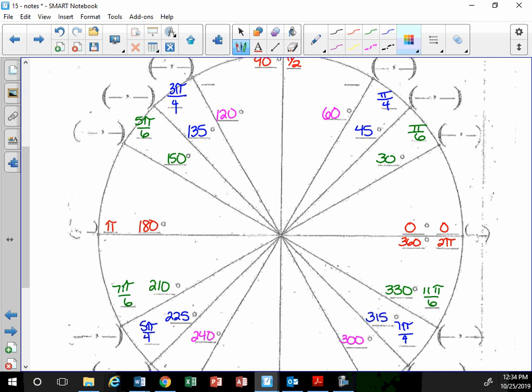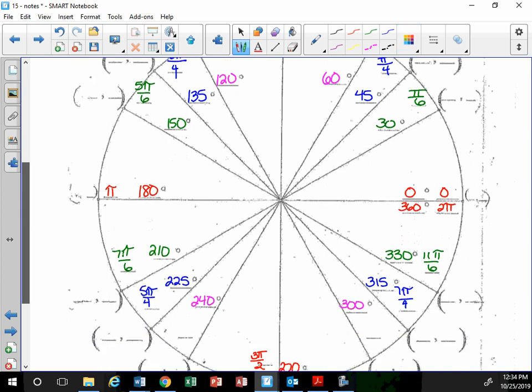All right, 60 degrees. What will that be? Our last one. Pi over 3. So the pink ones are all something over 3.